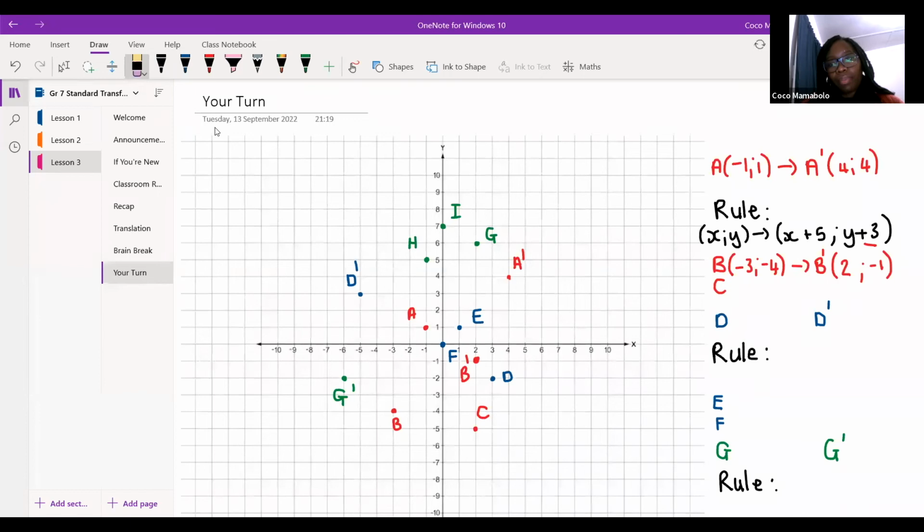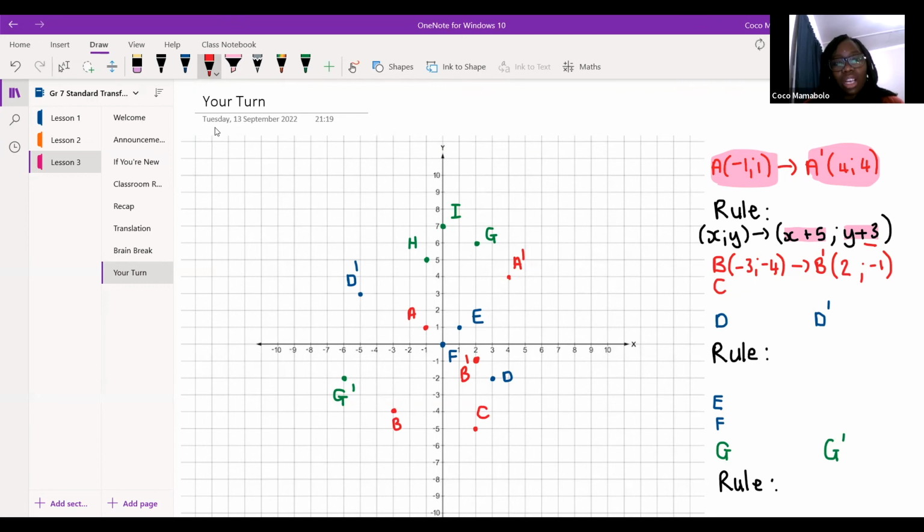All right, Kuhle Konke, do you see that in order for us to get from A to A prime, we had to take our X value and plus 5, right? And to get from A to A prime, we had to take Y and plus 3, right? So we took the coordinate for B, we took the X coordinate and we plused 5, and we took the Y coordinate and we plused 3.